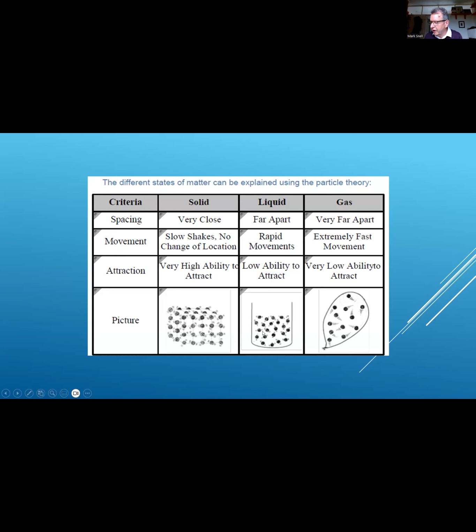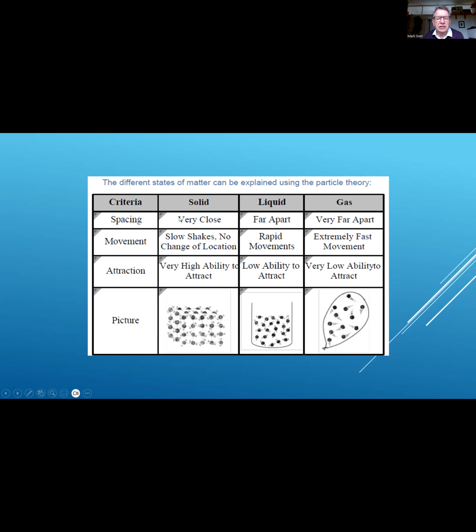In the liquid, they are still very close together, and that's important. They are still very close together, but they are not organized. They are free to move through the liquid, and they are free to move quite quickly. In a gas, unless they are trapped, like in a balloon, they are much further apart, something like 10,000 times as far apart as in solids and liquids.